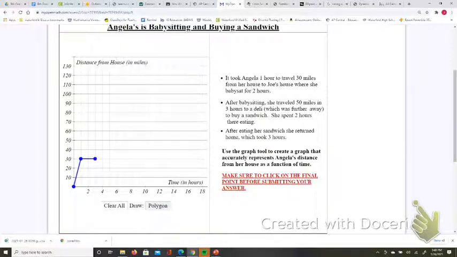After babysitting, she traveled 50 miles in 3 hours to a deli, which was further away, to buy a sandwich. She spent 2 hours there eating. Okay, so she traveled 50 miles in 3 hours to a deli. Okay, so she went 50 miles, 10, 20, 30, 40, 50, and it took her 1, 2, 3 hours. Then she stayed there for 2 hours eating at the deli.